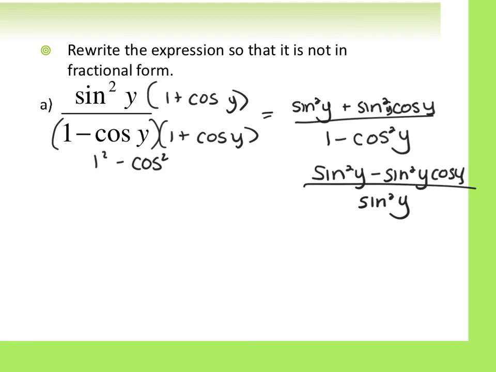Then what? Because I wrote it wrong, it should be plus. Yep. Then what? Each of them has a sine squared, so I'd get 1 plus cosine y.